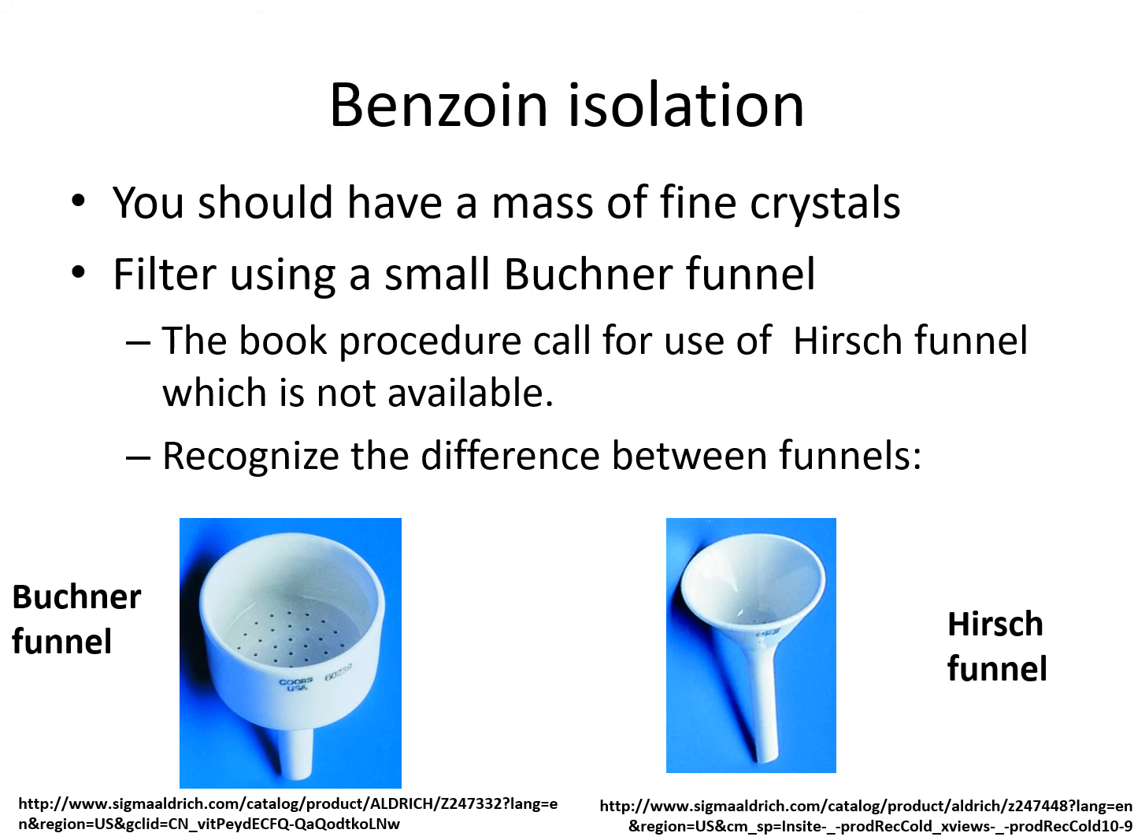We're going to filter using a small Buchner funnel. The procedure calls for the Hirsch funnel, which is not available. So we're going to recognize the difference between the funnels. The Buchner funnel is actually made for vacuum filtration, while the Hirsch funnel is just made for gravity filtration.